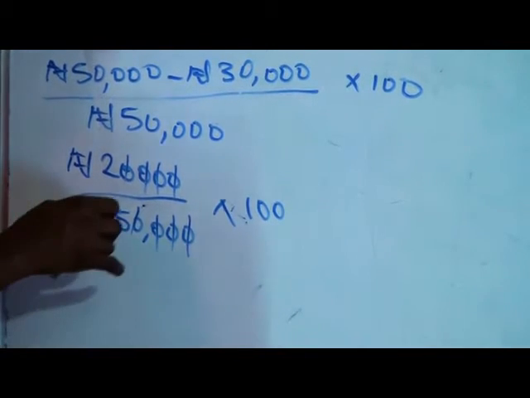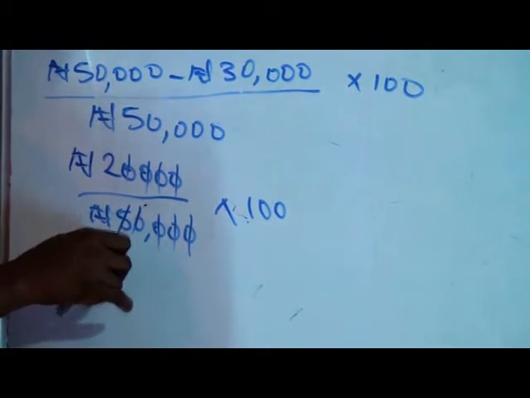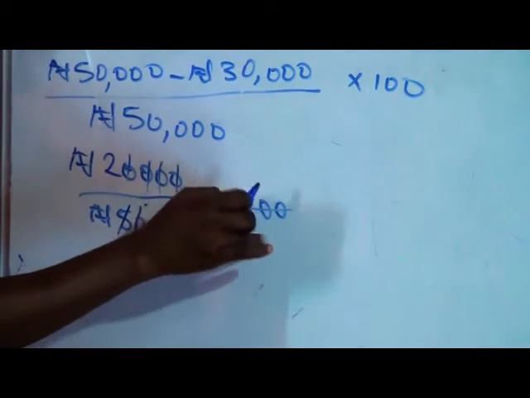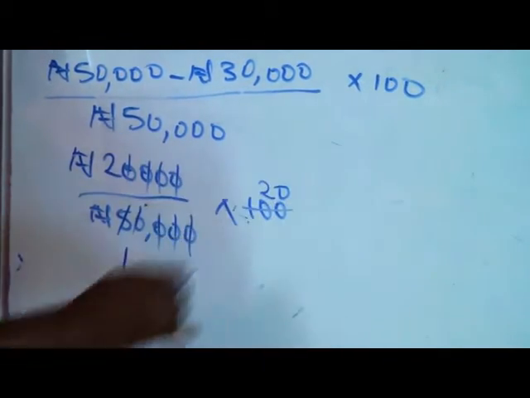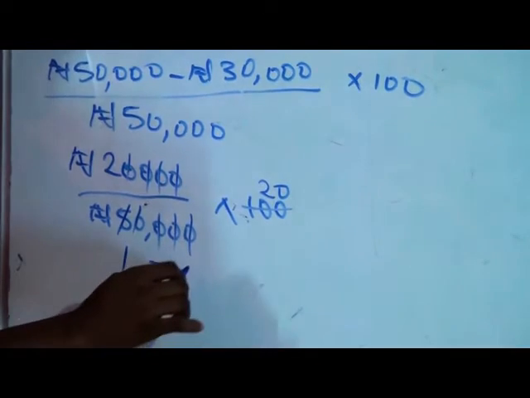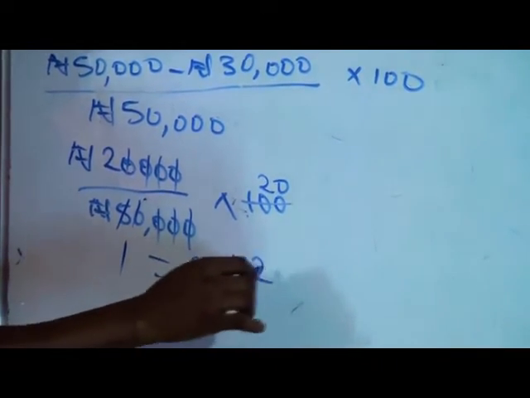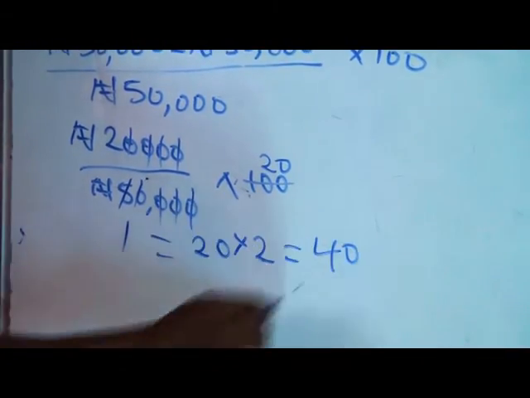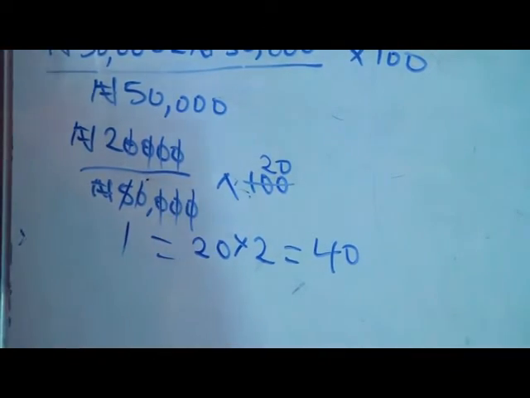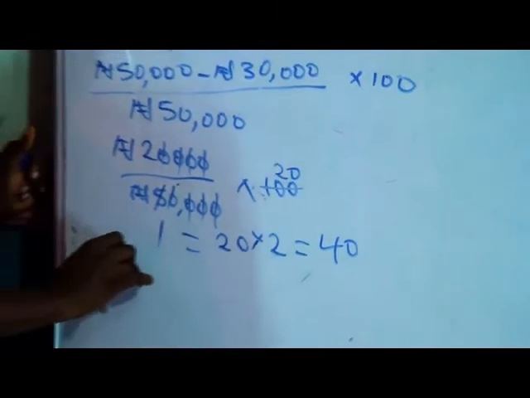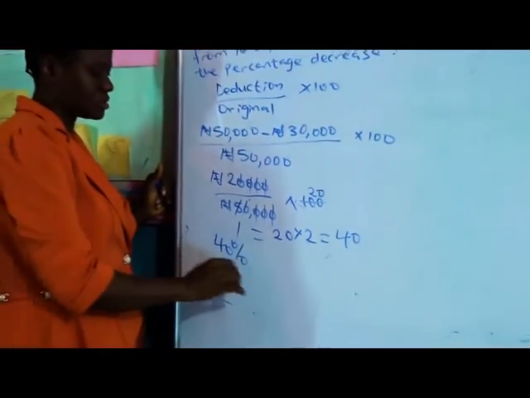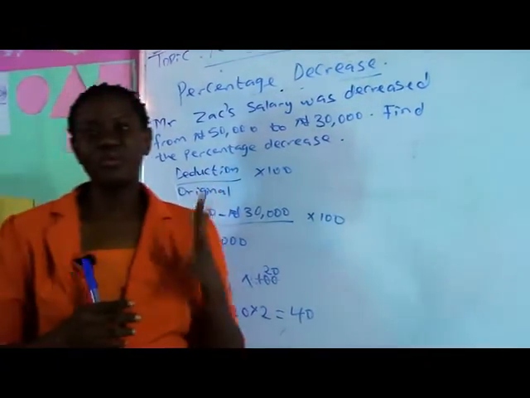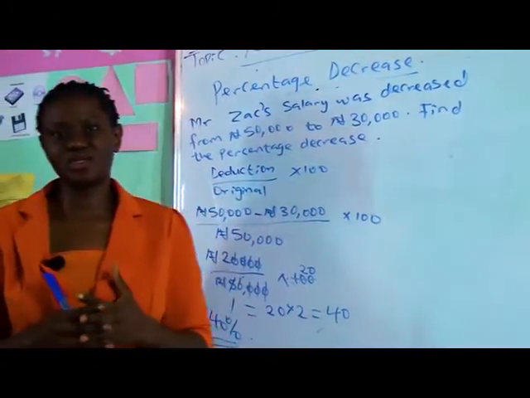So what do we have? 5 here is 1. 100 divided by 5 is 20. So what we are left with is 20 times 2, which is 40. So Mr. Zach's salary was reduced by 40%. We'll be talking about ratio and percentages.